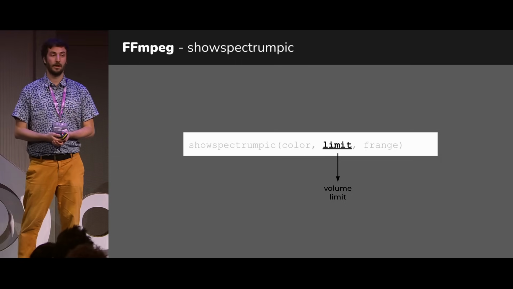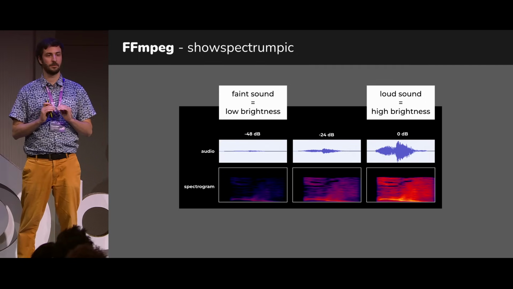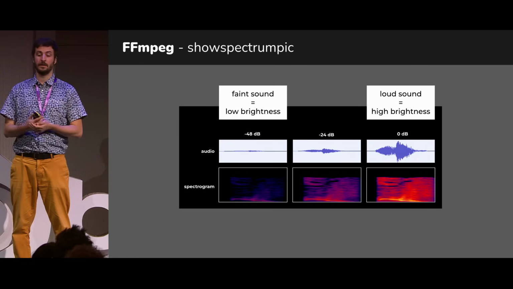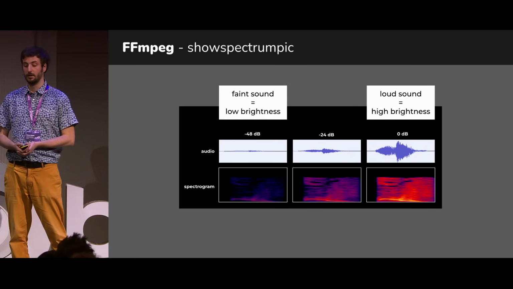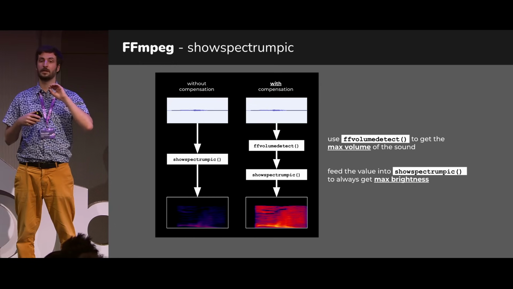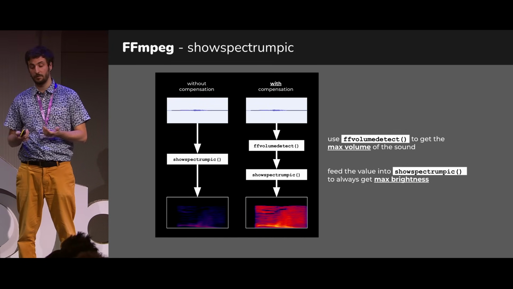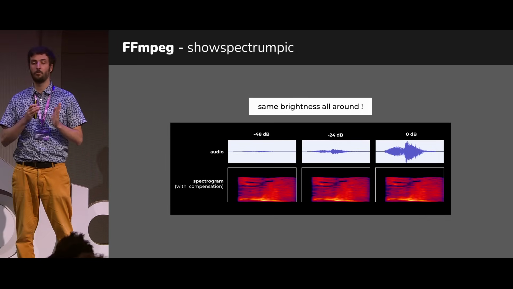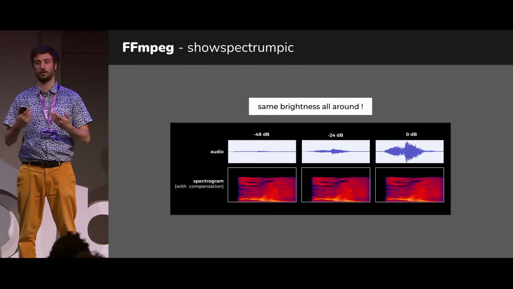Then the volume limit. A problem I had was that for very faint sounds, I had very low brightness on the spectrogram image being generated. This meant I was losing some data, some information about the sound. To fix this, I used another function of FFmpeg to get the maximum volume of the sound, input it in the first function, and this gave me always maximum brightness on the image. So this meant that no matter the volume of the sound, I would always get the maximum brightness and all the information.